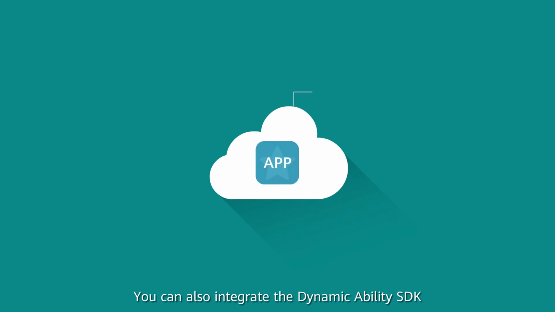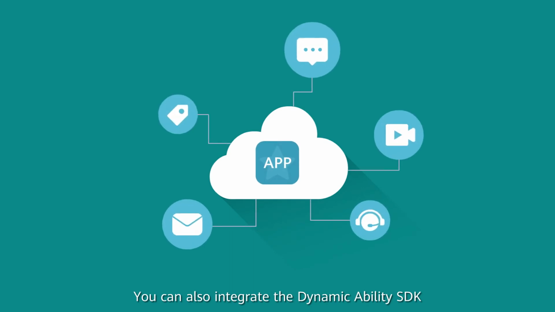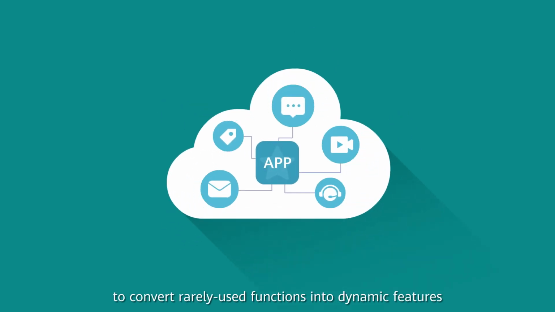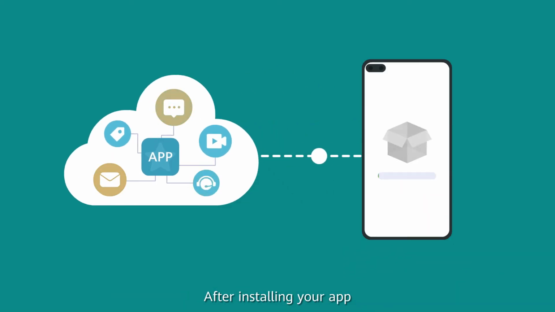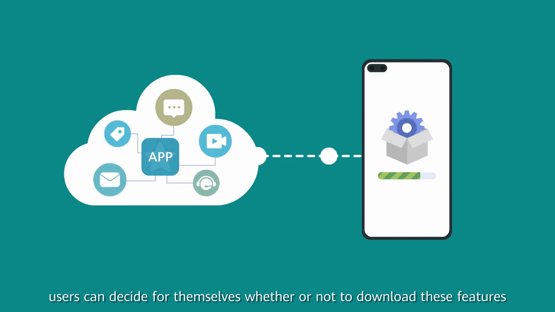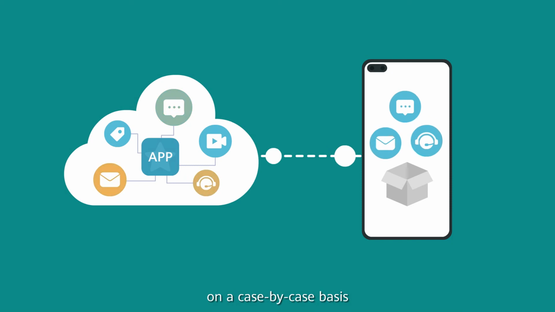You can also integrate the Dynamic Ability SDK to convert rarely used functions into dynamic features. After installing your app, users can decide for themselves whether or not to download these features on a case-by-case basis.